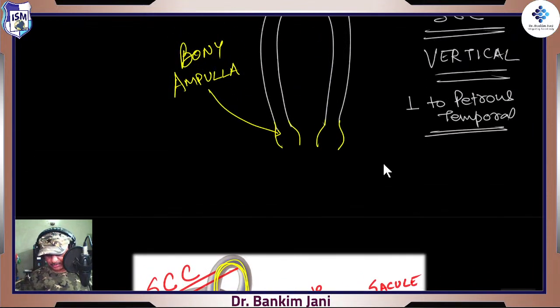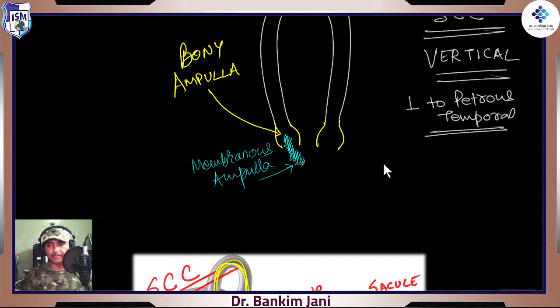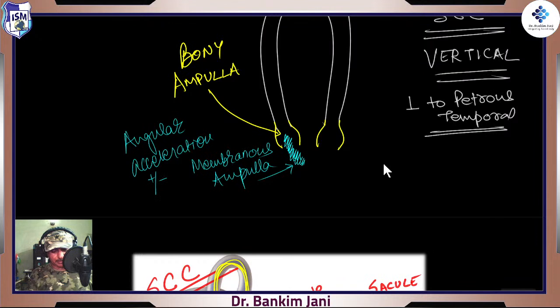So it means we have the bony ampulla, and then the fluid filled membranous ampulla. And whenever we talk about the membranous ampulla, there is only one thing: it is for angular acceleration and deceleration. Angular, right? When it is vertical, then it is fine, but this is for angular. So the membranous ampulla is for angular acceleration. When I say acceleration, it is both ways, plus or minus, acceleration or deceleration, both of them.